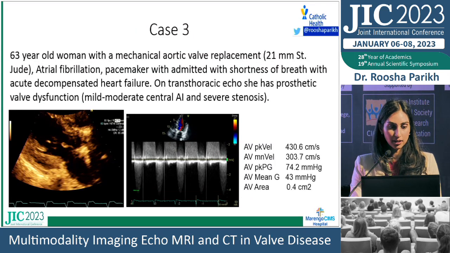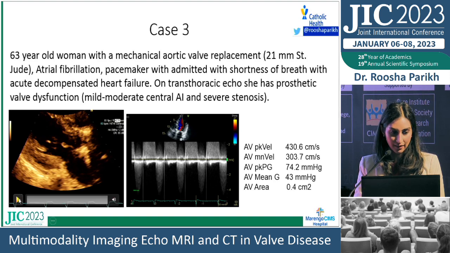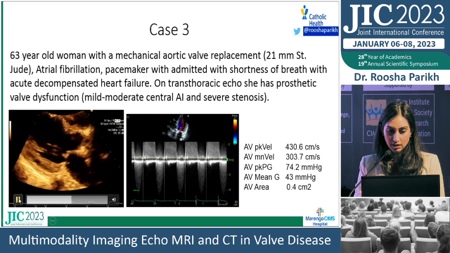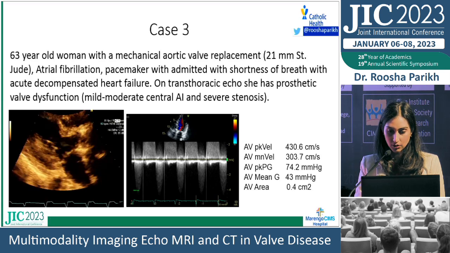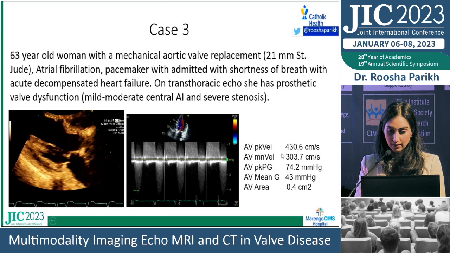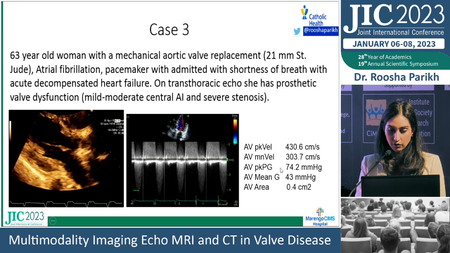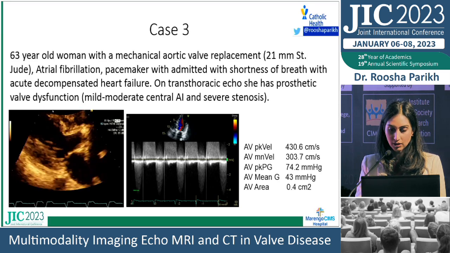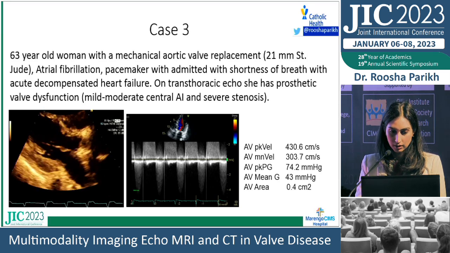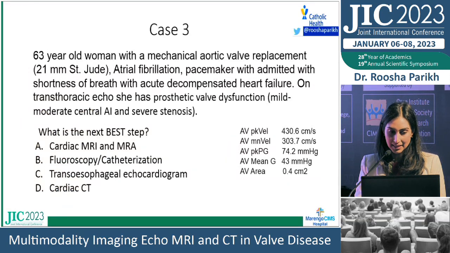Case 3, a 63-year-old woman with a mechanical aortic valve replacement, 21 millimeter St. Jude. Atrial fibrillation, pacemaker, admitted with shortness of breath with acute decompensated heart failure. On transthoracic echo, she had prosthetic valve dysfunction, mild to moderate central aortic regurgitation, and severe stenosis. So peak velocity across the aortic valve was 4.3 meters per second. Mean gradient 43, peak gradient 74. Aortic valve area was calculated as 0.4. What is the next best step?